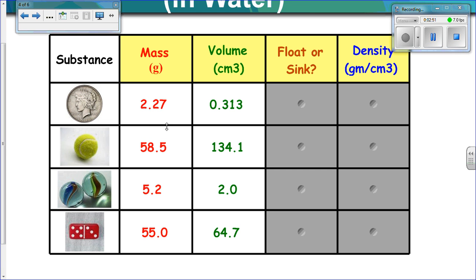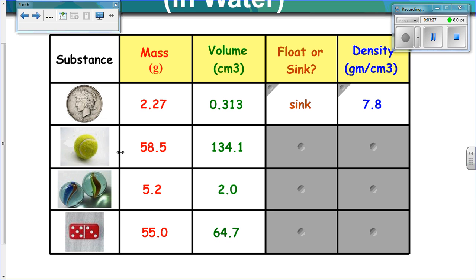So our first substance is the coin. Mass is in grams. Volume is in centimeters cubed. And we want to know if they're going to float or sink, and what is the density. So 2.27 divided by 0.313 gives us a density of 7.8. Since water has a density of 1 gram per centimeter cubed, we know that it will sink.